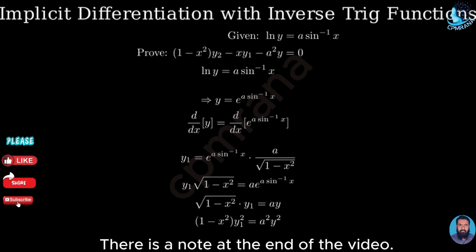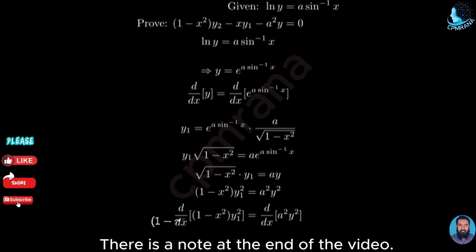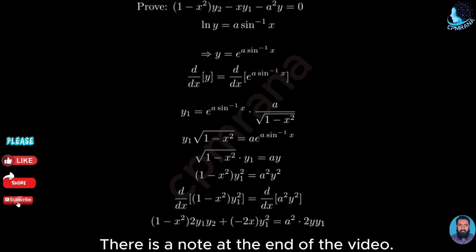Now, let's square both sides of the equation. This gives us (1 minus x squared) times y1 squared equals a squared y squared. Here comes the crucial step. We need to differentiate both sides again with respect to x. On the left side, we'll need to use both the product rule and the chain rule. On the right side, we'll use the chain rule.